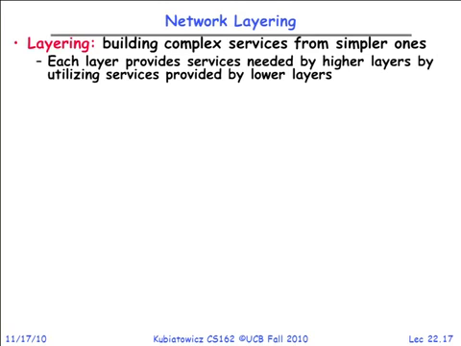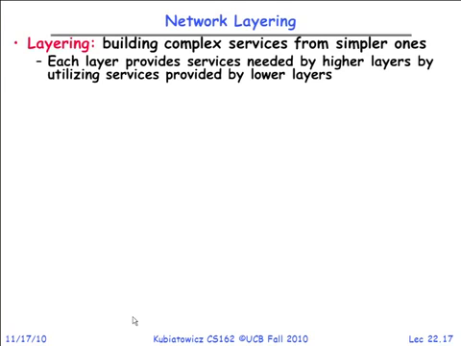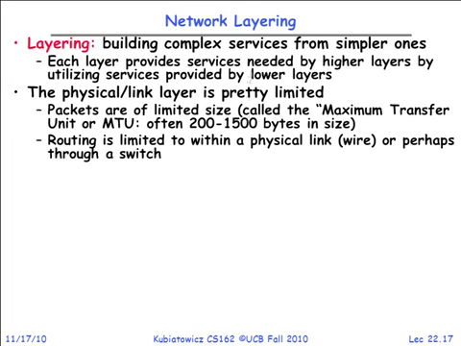So obviously we can't cover all of 122, but we're going to cover enough here to get a little flavor. Layering is basically building complex services from simpler ones, and you saw this clear layering here, building transport on top of the network, building the network on top of the physical layer. And each layer provides the services needed by the layer above. The physical link layer is pretty limited. Packets are of limited size, and this is often called the maximum transfer unit, MTU. That's a good thing to remember. Sometimes that shows up in exams. It's often in the 200 to 1500 byte range. In a typical IP network, you often won't see something bigger than 1500 bytes, but if you happen to send packets through a lower performing router or network, the MTU can get as small as 200 bytes. This is the biggest packet that you're allowed to shove on that wire before it gives up and throws it out.